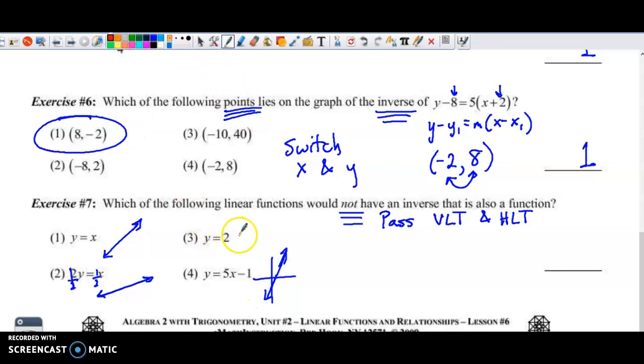But if you look at option 3, y equals a constant, that is a horizontal line. And do horizontal lines pass both tests? No. A horizontal line fails the horizontal line test, which means option 3 would be the one that does not have an inverse that's also a function. If you're curious, its inverse would be x equals 2 if you switch x and y around. So that would be a vertical line, which is not a function, which is what we were looking for.